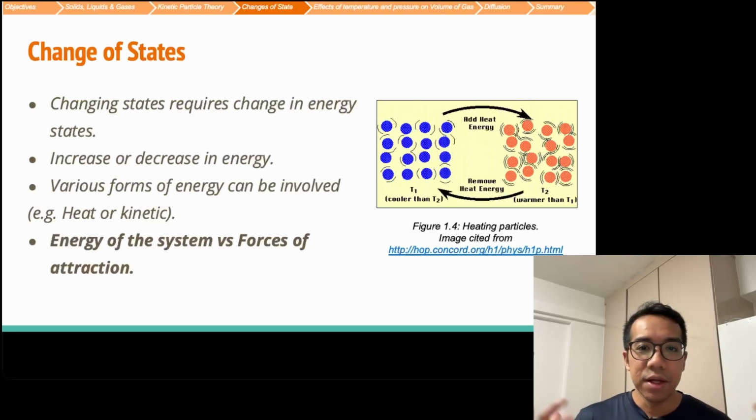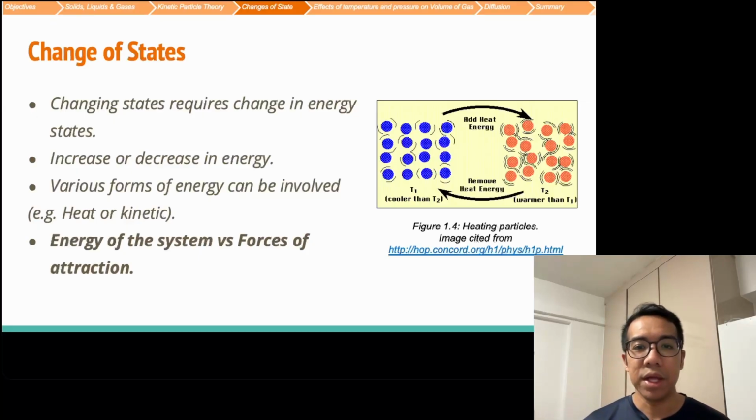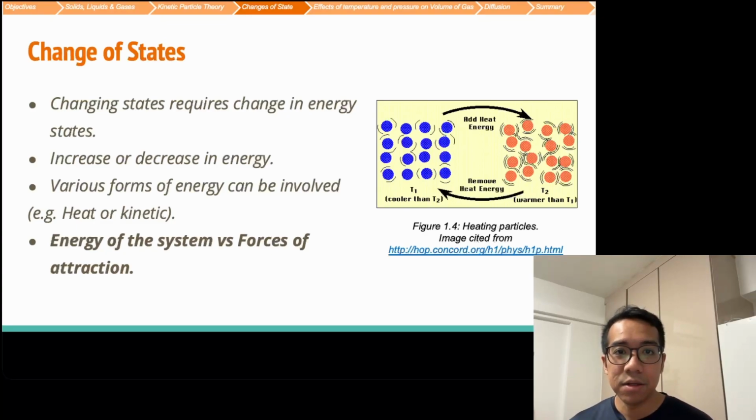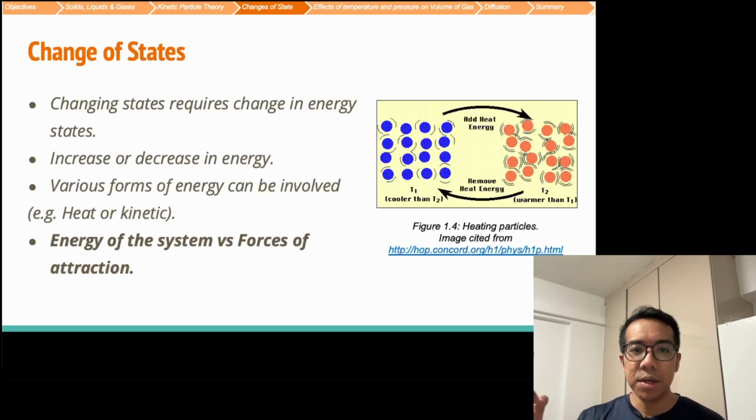We've come to the bread and butter of this lecture, the changes of state. How does, let's say, ice turn into water vapor? One thing you need to know is that changing states require a change in energy states, as you can see in the diagram on the right hand side. This change of states can come in the form of either an increase or decrease in energy. And you will come across different forms of energy down the road, especially in chemistry and physics. But one thing that you need to understand now is heat and kinetic energy.